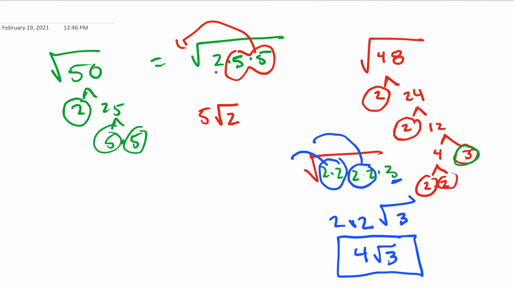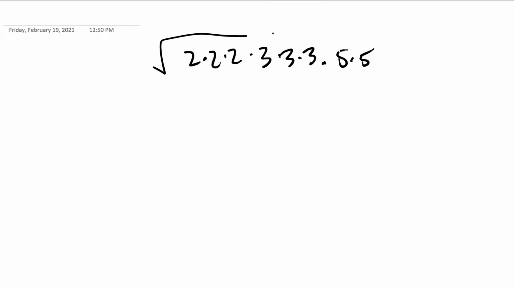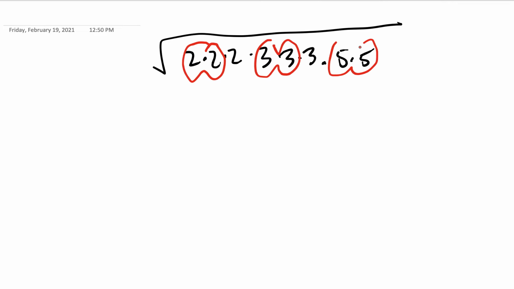So again, when we factor a square root, we're taking out the pairs. Let's pretend I have a third problem. Let's pretend I'm factoring 2 times 2 times 2 times 3 times 3 times 3 times 5 times 5. How would I do that? So we want to circle the pairs. So we have a pair of 2s, we have a pair of 3s, we have a pair of 5s. So those three things we're going to take out. And everything we were doing at the beginning was multiplying. So when we take it out, we multiply them. Okay, but for every 2 of them, we end up pulling out 1.